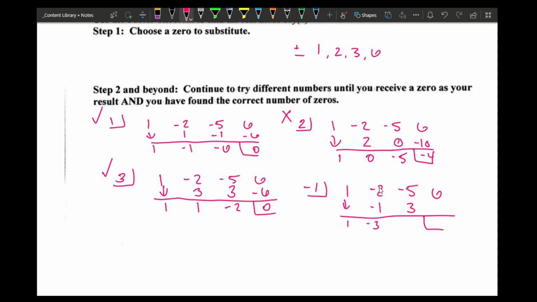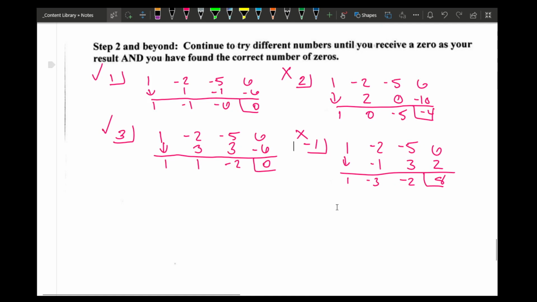Negative 5 plus 3 will be negative 2. Negative 1 times negative 2 is positive 2. And we get 8. That is not a solution. The next one will be negative 2. 1, negative 2, negative 5, 6.